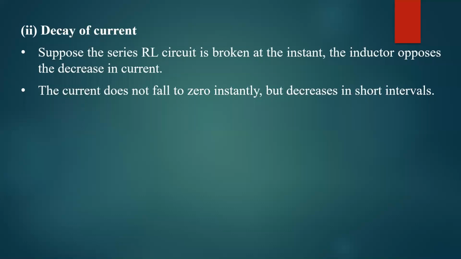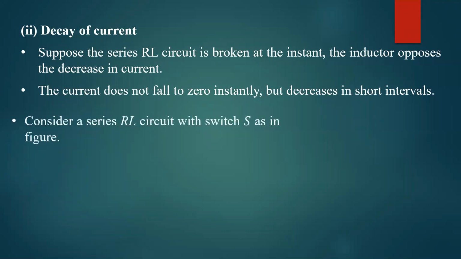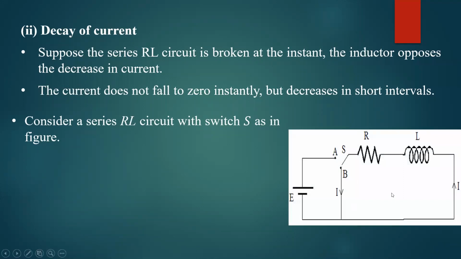So current in the circuit will not suddenly fall to zero, but instead the current decreases in a short interval of time. So that leads to the transient phenomena. Let us consider a series RL circuit with a switch as in this particular figure.